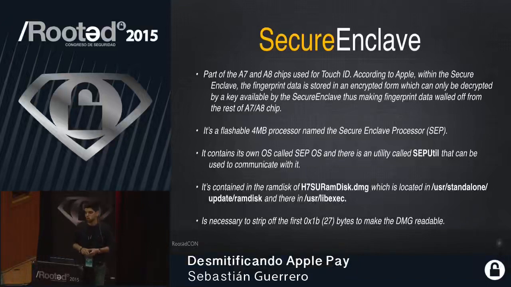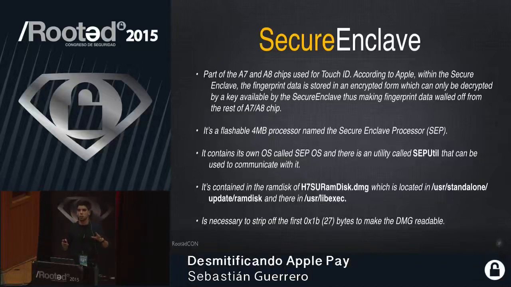Now let's move on to the secure enclave, where all this information is stored. What is a secure enclave? In the case of Apple, not Google Wallet, which was on the SIM card, it is part of the A7 and A8 chips used for Touch ID. According to Apple, within the secure enclave the fingerprint data is stored in an encrypted form, which can only be decrypted by a key available there. Whenever you make a payment, you need to put your fingerprint on the biometric sensor. Otherwise, you cannot perform the transfer.